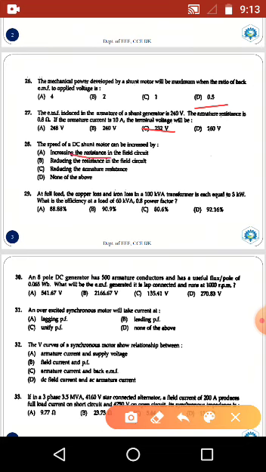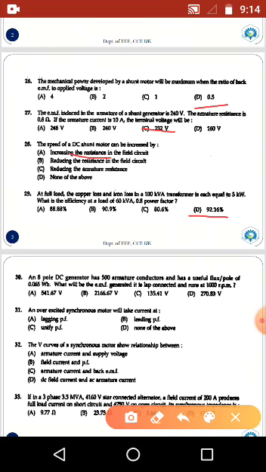29th question. At full load, copper loss and iron loss of a 100 kVA transformer is 3 kilowatt each. What is the efficiency at a load of 60 kVA and 0.8 power factor? Efficiency equation is fraction of load into output kVA of transformer into power factor divided by fraction of load into output kVA into power factor plus iron loss plus fraction of the load whole square into copper loss. By just substituting these values, you will get the value of efficiency to be equal to 92.16.